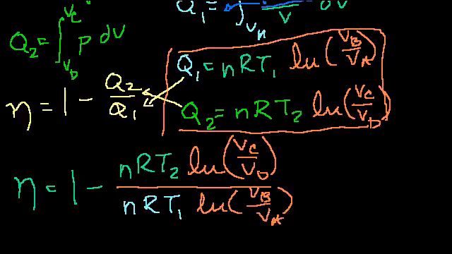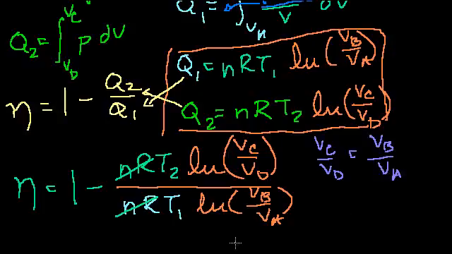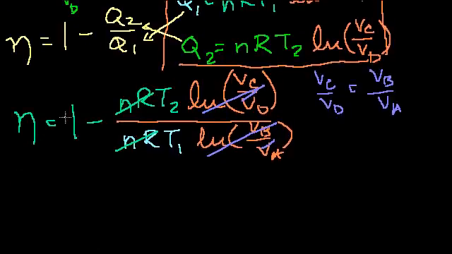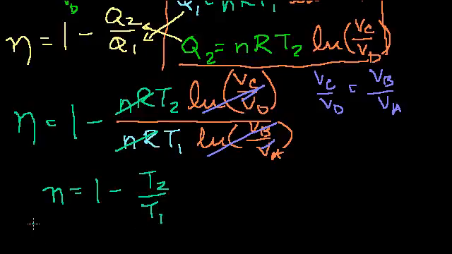Now we can do a little bit of canceling. Obviously the n and the r's cancel. And now we have these natural logs. But I had a whole video dedicated to show you that VC over VD is equal to VB over VA. Now, if we know that these are equal, then the natural logs of them are equal. So we can just divide. And what are we left with? We're left with the fact that efficiency can also be written as 1 minus T2 over T1 for a Carnot engine.